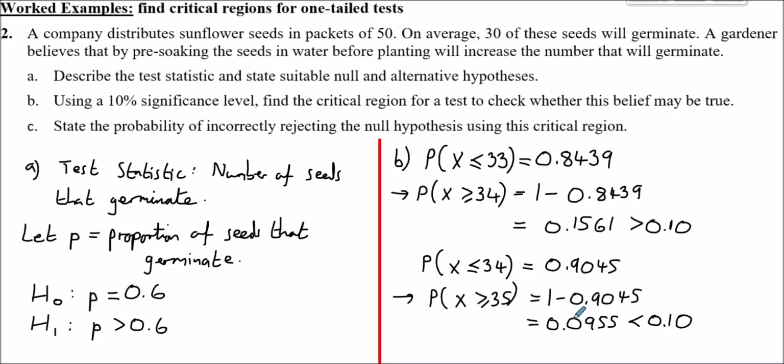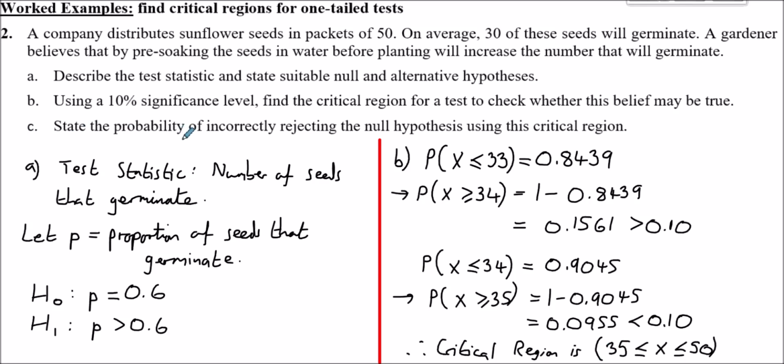So that tells us what the critical region is. So therefore, the critical region is anything above 35, including 35 itself. So 35 inclusive, all the way up to every single seed germinating in the pack. If we had 34, 33 or 32, we'd be thinking, well, that's more than what we'd expect, but that's not beyond the realms of possibility. 35 or more, we'd start thinking, well, okay, we need to reject H0. It's looking like this gardener might be onto something.